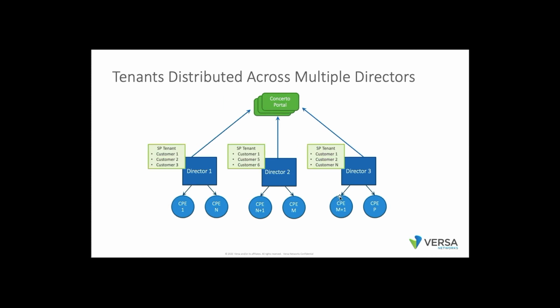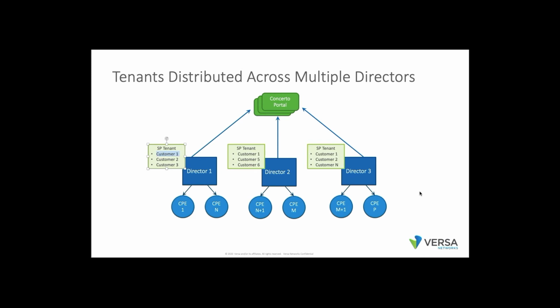In service provider deployments, the Concerto portal can be used to again manage multiple DCA headends. As you can see here, the service provider tenant is common across all the directors, but the other customer tenants may be local to a specific director. In this case, customer 2 is local to director 1, or a given customer can be spanned across more than one director, for example, customer 1.